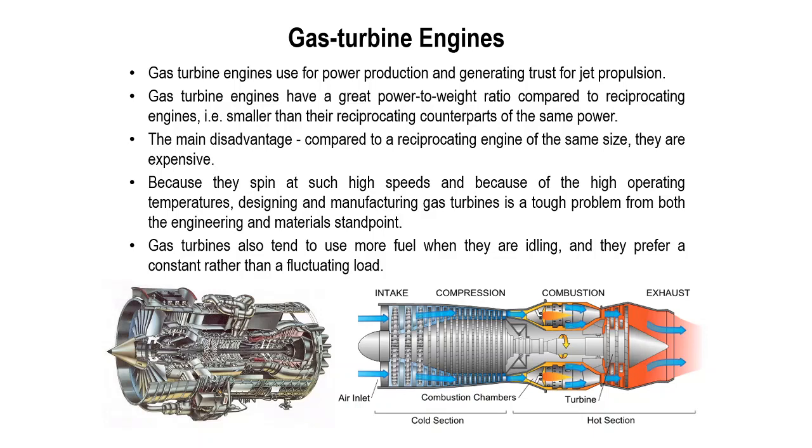Okay, because they spin at such a very high speed, and because of the high operating temperature, designing and manufacturing a gas turbine is a very tough problem from both the engineering and the material standpoint because of the higher temperature and also the higher speed. Gas turbines also tend to use more fuel when they are idling, and they prefer a constant rather than fluctuating load. So basically, they are used only at a constant load.